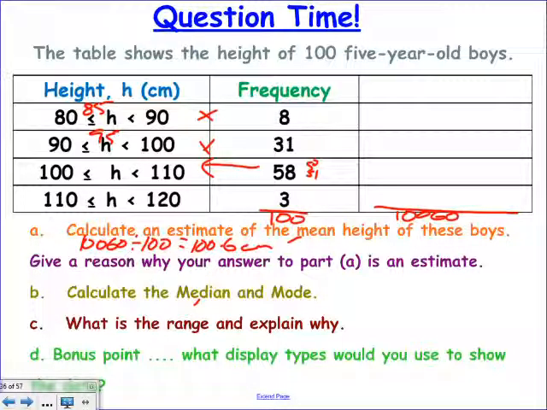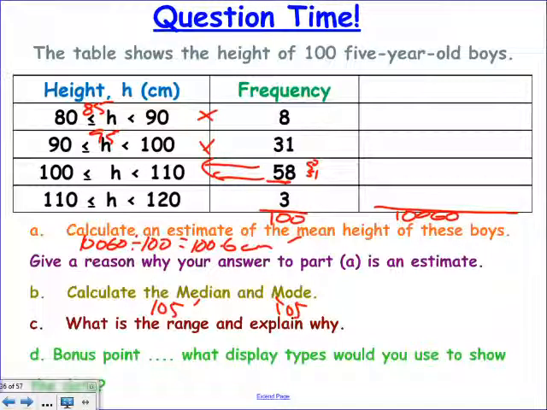What did we say we do? 105. Good, 105. We take the midpoint. When we give a median on group data, give them the midpoint. So it's 105. Excellent. So the median is 105. And what's the mode? Yeah, the most, again, is 105. Take the midpoint.